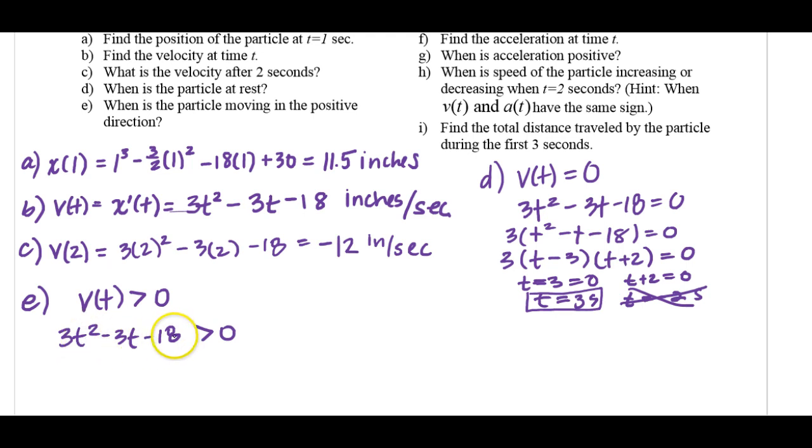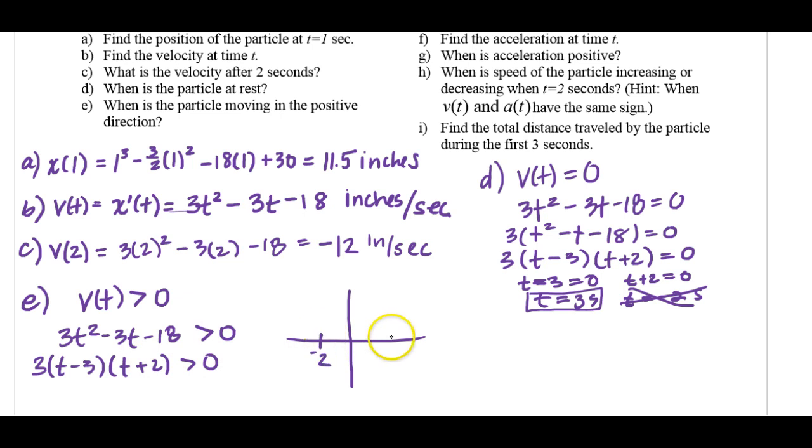So one of the easiest ways to solve this problem is to be able to graph it. So we already did a lot of the work when we factored it to be 3 times t minus 3 times t plus 2 is greater than 0. So what we just did was we found the x-intercepts. So if I were to graph this function, I know that one of the x-intercepts is negative 2 and the other is 3. And I know that the y-intercept is negative 18. And because this is a quadratic, it's going to look like an open upwards parabola because my leading coefficient is 3, it's positive. So it's going to look something like this.